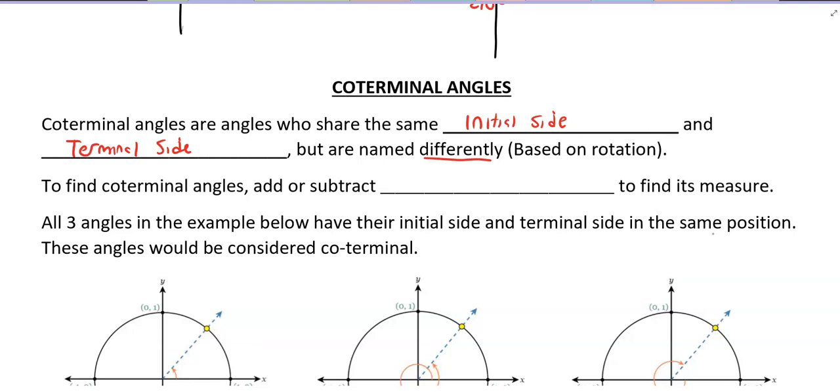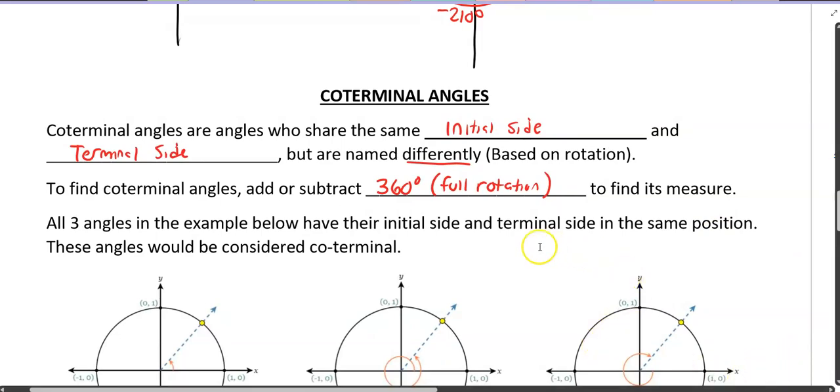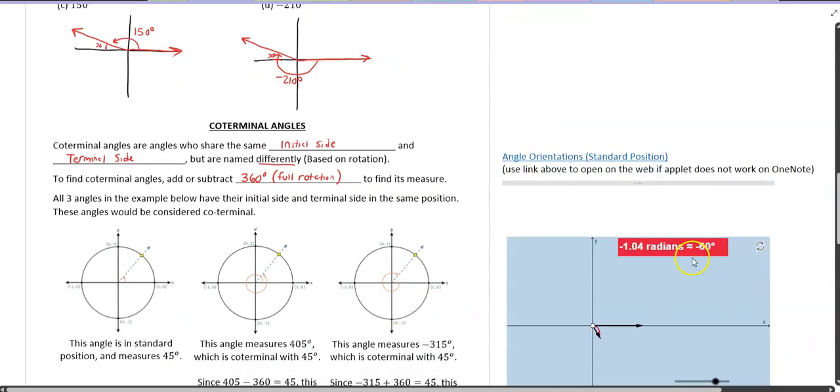So in order to find coterminal angles without drawing them, you are going to add or subtract 360 degrees. And the reason why is that it is a full rotation around the coordinate plane, and we'll look at a drawing of that in a minute. So 360 degrees is a full rotation, so that's the reason why the angles would look the same.